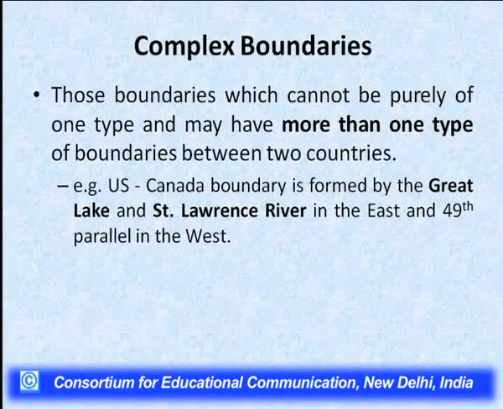And the fourth type is complex boundaries. The complex boundaries are those boundaries which are not devised on only a particular base, a particular type, and that have more than one type. The example we can see is in the USA and Canada, the two different countries, where different kinds of boundaries have been devised, like the Great Lakes and the St. Lawrence River that make the boundary in the eastern side, and the 49-degree parallel in the western side between the two countries.